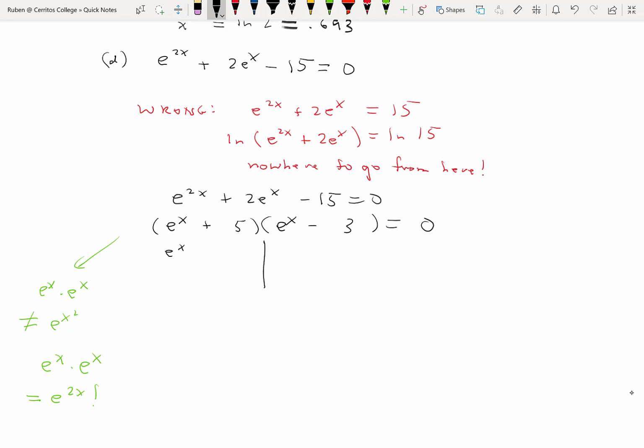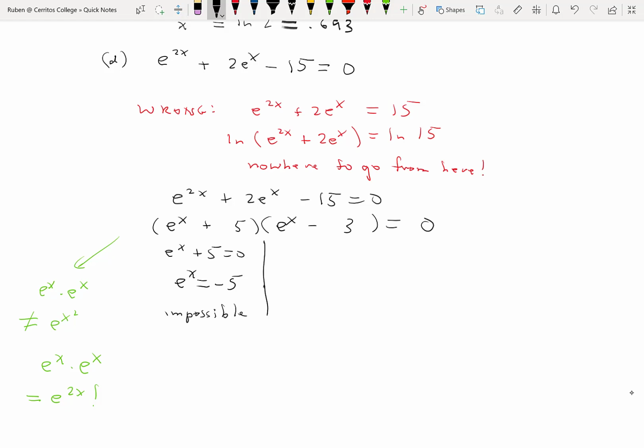So e to the x plus 5 equals 0. That means e to the x equals negative 5. Now think about that equation for a second. e is a strange number, approximately 2.72, but it's some positive number. You can't take a positive number, e, raise it to any real number, and get something negative. This is impossible.